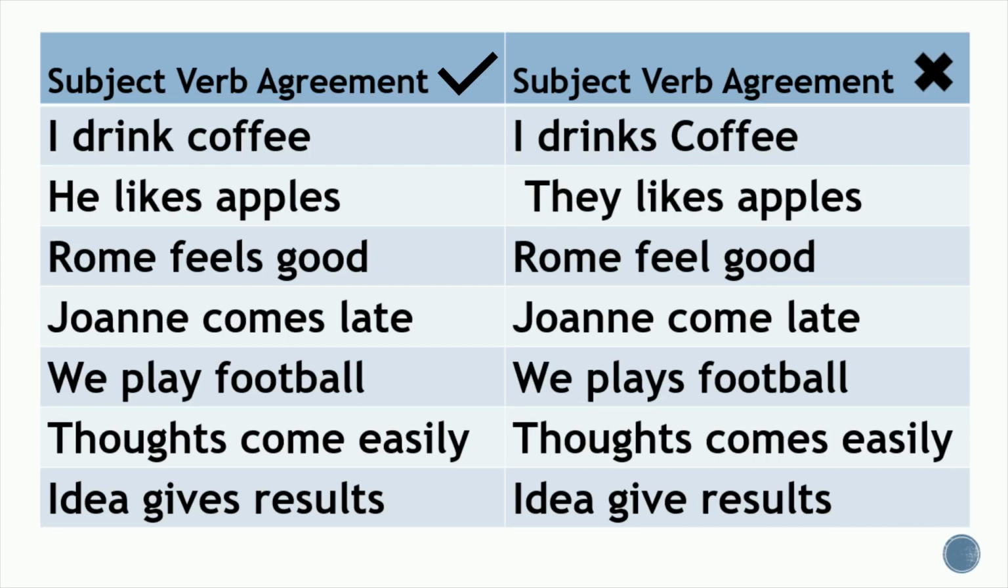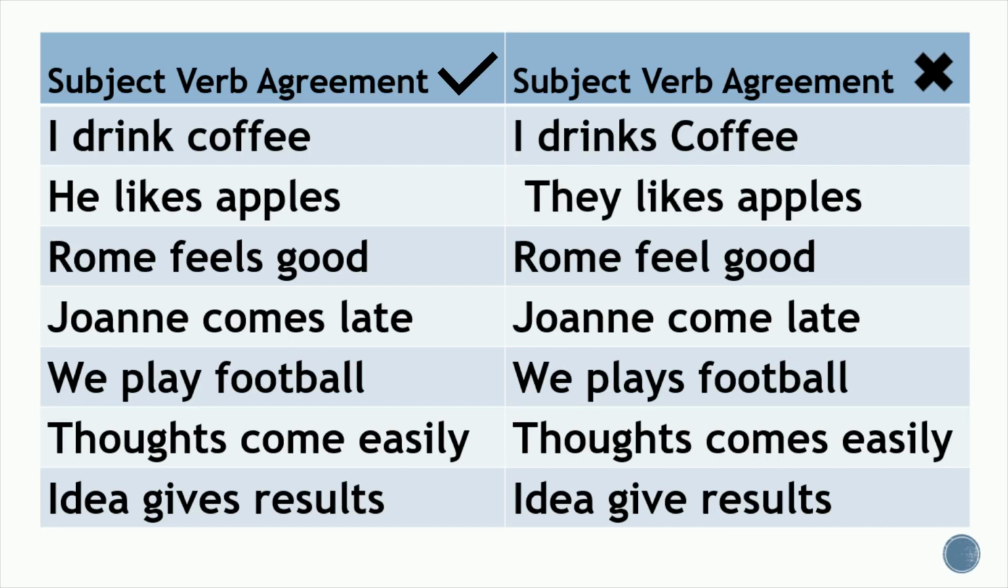First sentence: I drink coffee. A first person singular subject cannot take the structure verb plus s. So the subject I and the verb drink agree with each other, and the sentence I drink coffee is right. The same sentence in column 2 reads, I drinks coffee. First person singular subject cannot take the verb plus s structure. So the subject I and the verb drinks do not agree with each other, and the sentence I drinks coffee is a wrong sentence.